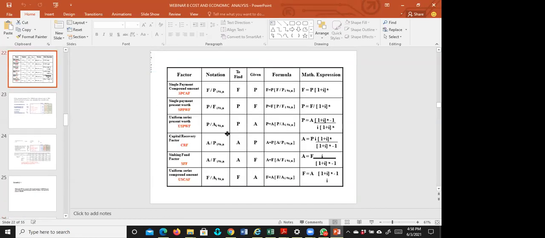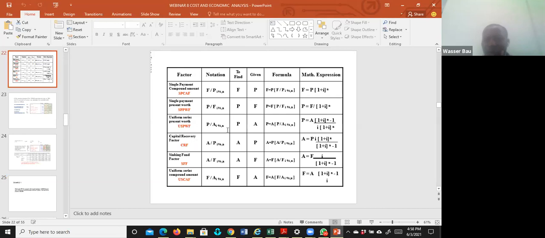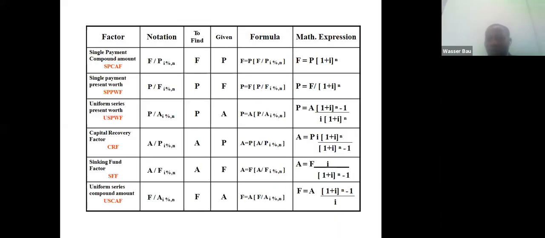Yes, thank you. So in other words, this is what we are doing now. We are to find P, the P of those annual savings. We are given the savings itself, which is A, and this is the formula to use. In this formula, everything inside this parenthesis can be gotten from the table.